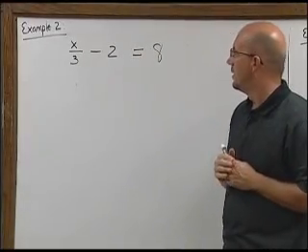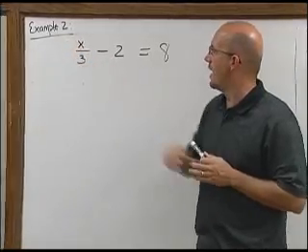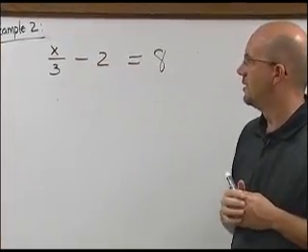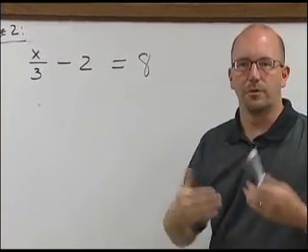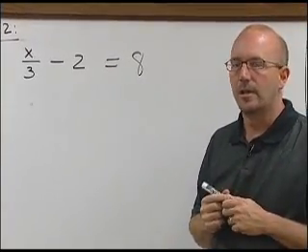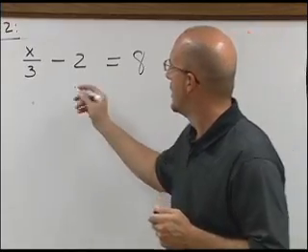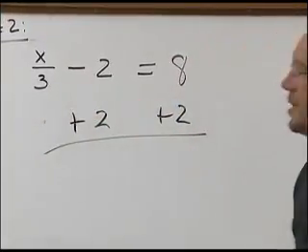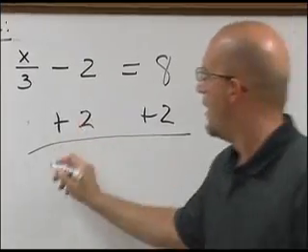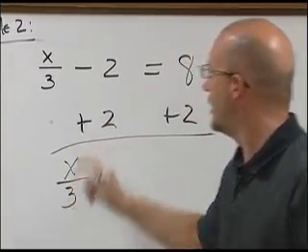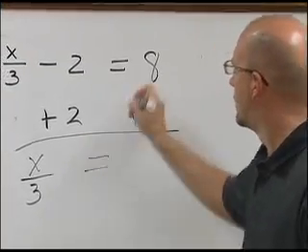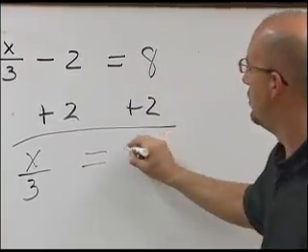Example 2 has our variable x divided by 3 and also subtracting 2 from it. Remembering, we're working in the reverse of order of operations. The first thing we'll do is add 2 to both sides. That undoes our subtraction. That leaves me with x over 3 as the only thing left on the left-hand side, equaling, of course, 8 plus the 2, which is 10.